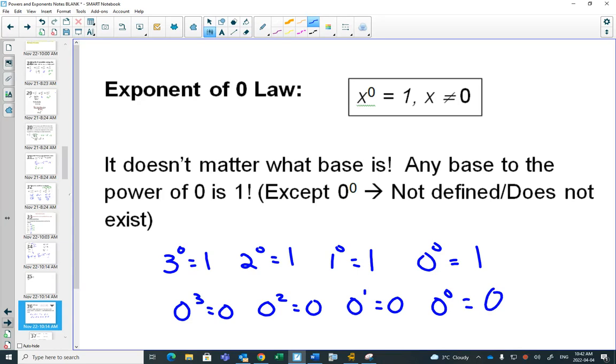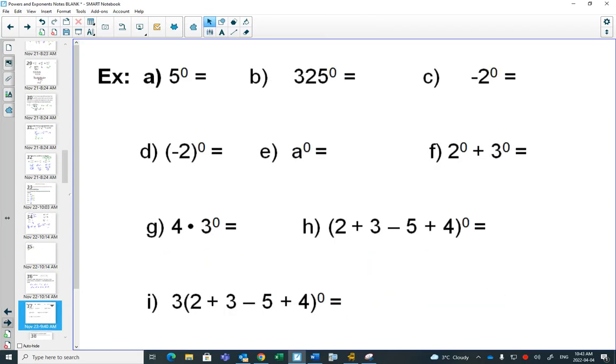It's not defined because it fits this pattern, which says it should be 1. It fits this pattern, which says it should be 0. It can't be both numbers at the same time. So often mathematicians just say, you know what? We're just going to say it doesn't exist. You're not allowed to do that. So this is one of those examples where you're not allowed to do that. Okay.